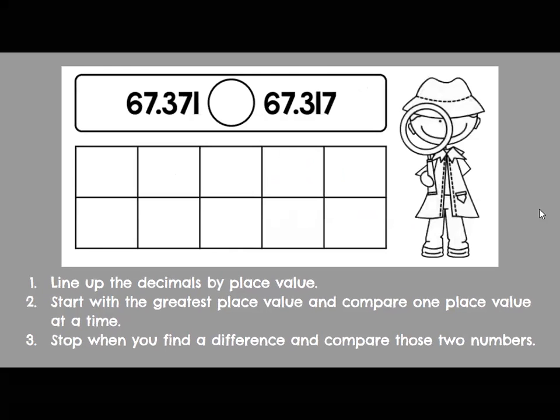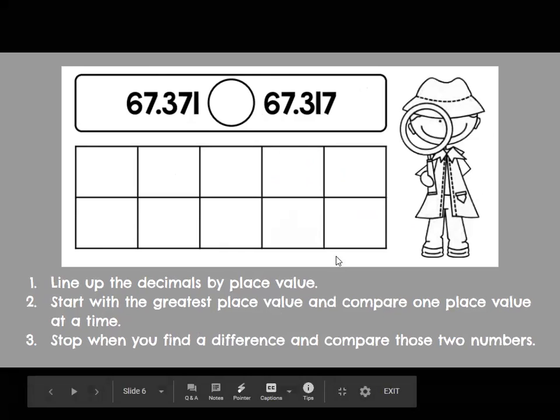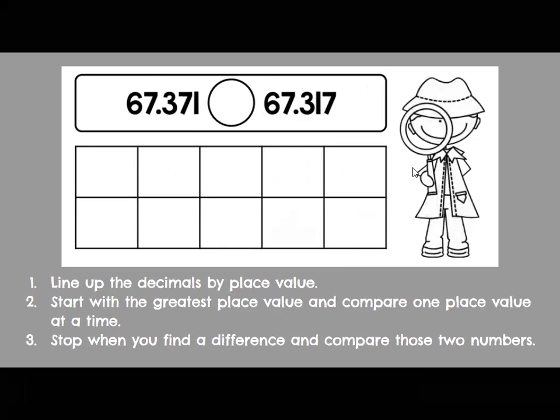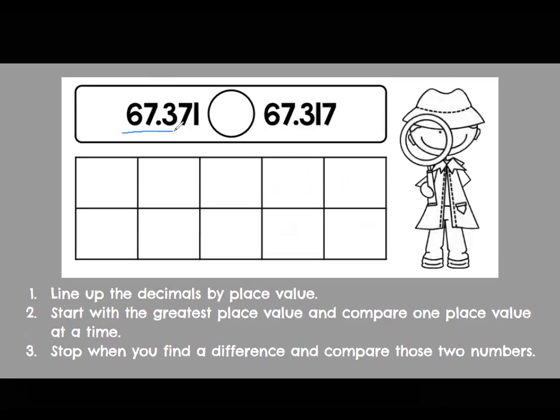All right, looking at another example, we still have our steps down here at the bottom. We have our detective to help us out. If we look at our two numbers, we have 67 and 371 thousandths and 67 and 317 thousandths. It's very important that we pay close attention to our numbers, because usually if they give us two numbers to compare, the numbers are very similar. They're using the same digits, they just might be in a little different order, trying to trick us.